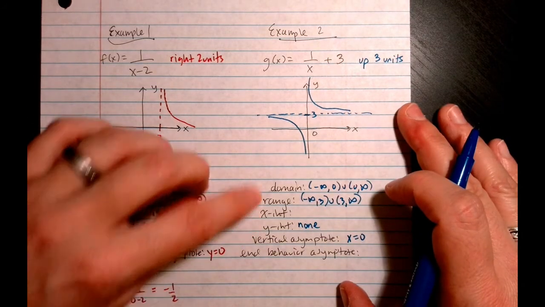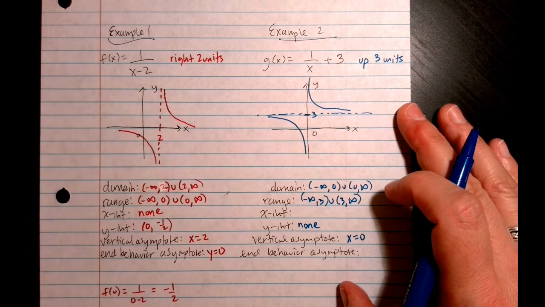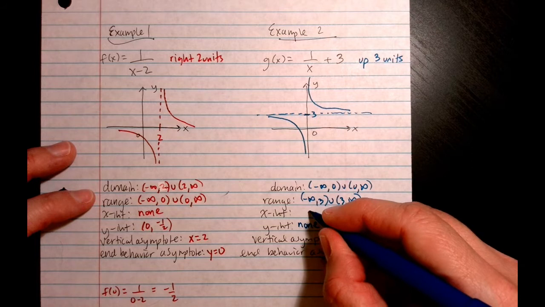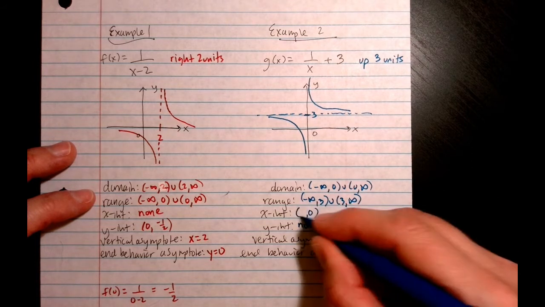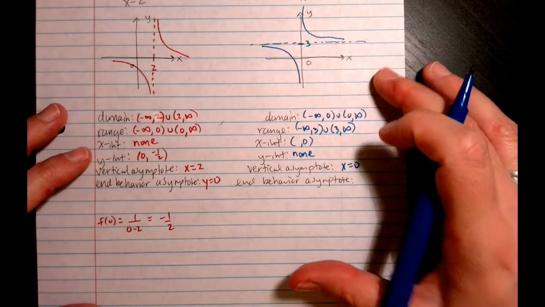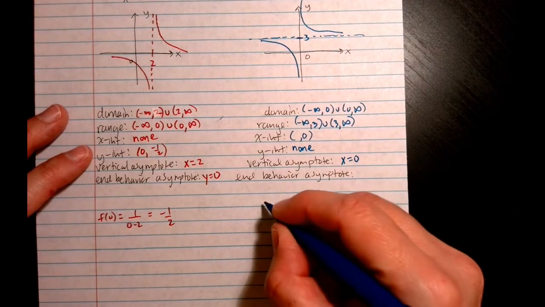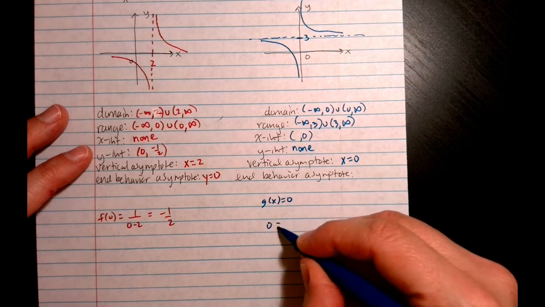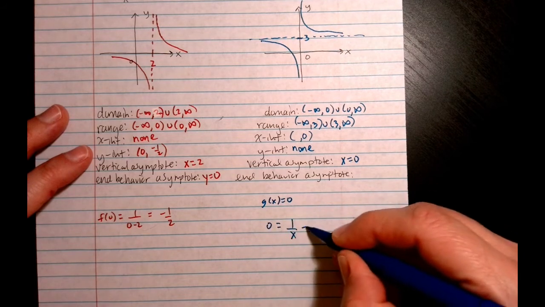Let's find the x-intercept. Now, the x-intercept can be found by setting the function equal to 0. The beauty of every x-intercept is the output is always itself 0. So we're going to take our function, this one's called g of x, and we're going to set it to 0 and solve. So we're going to say 0 equals 1 over x plus 3.